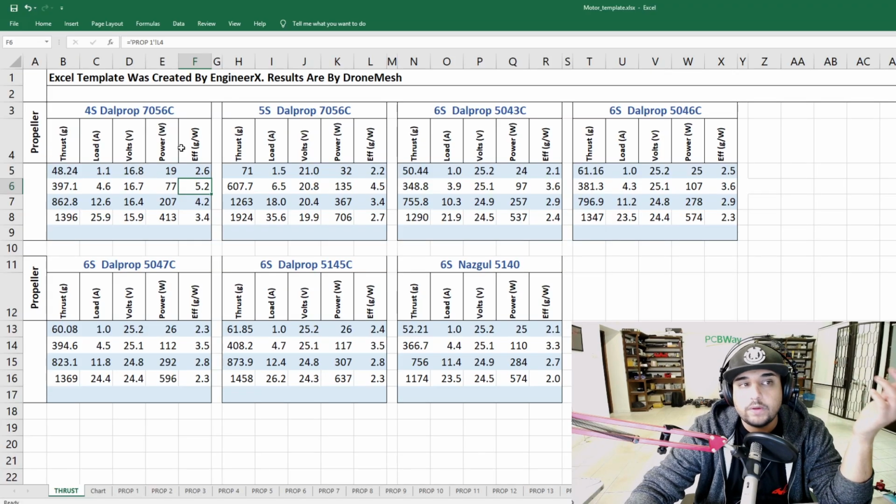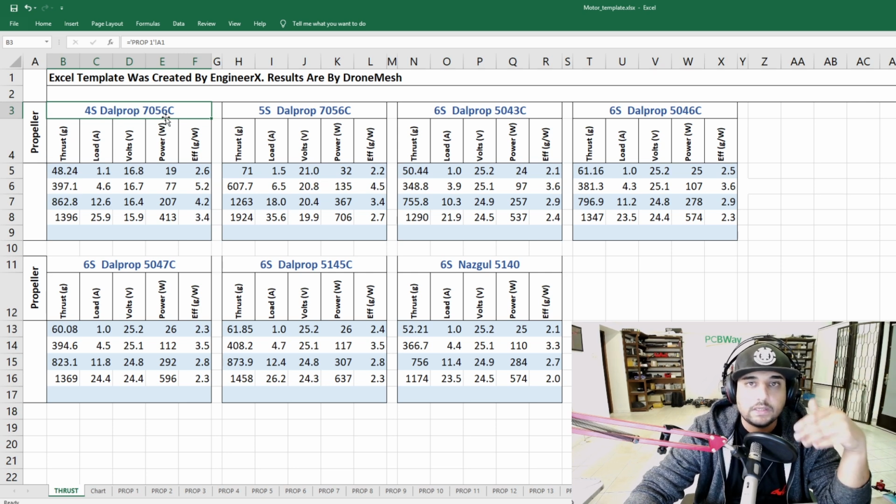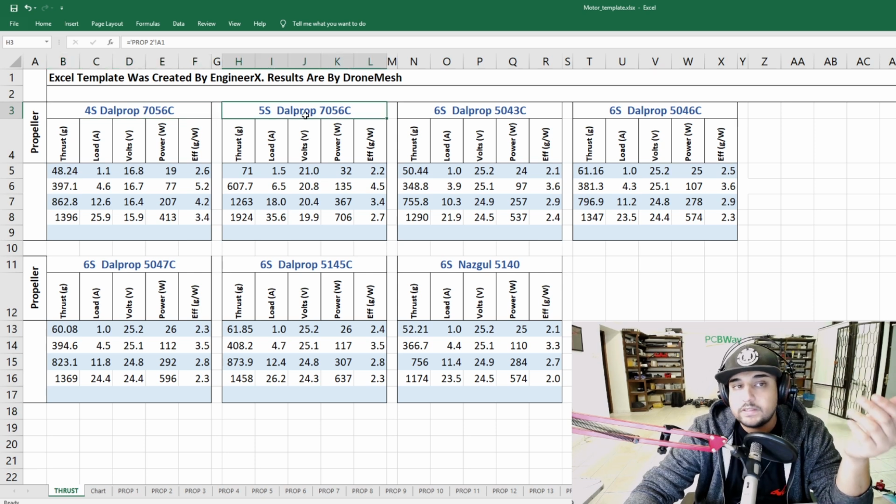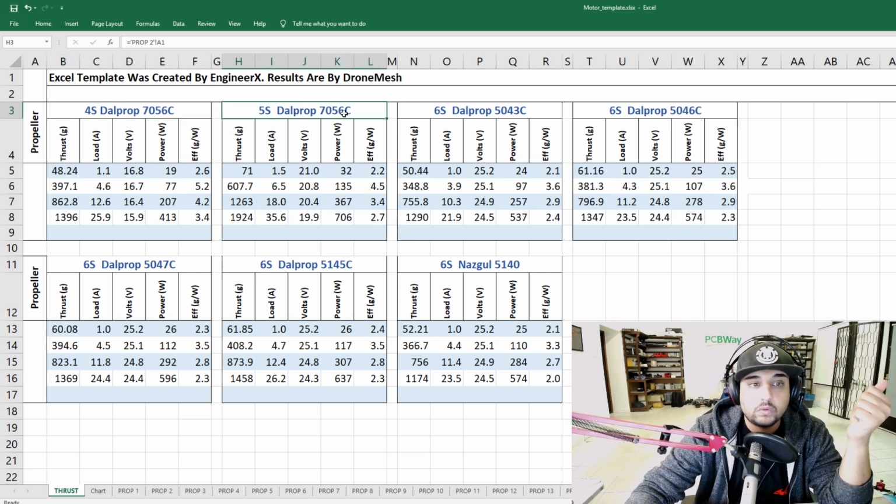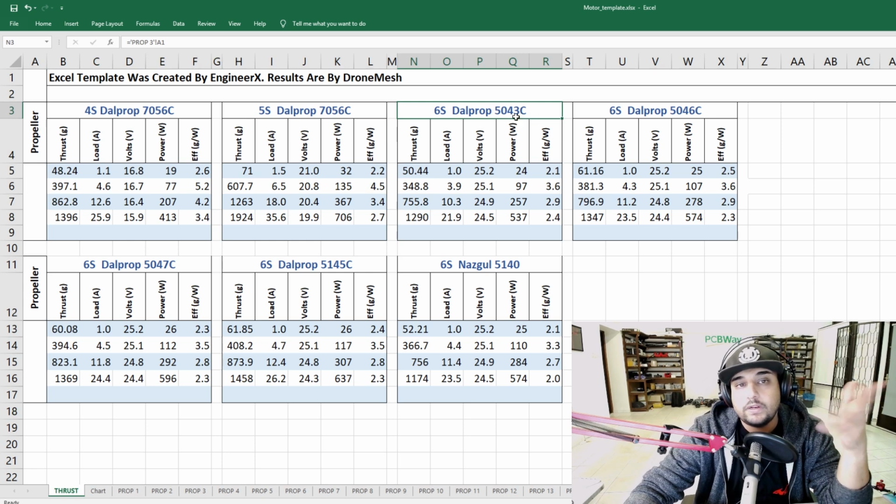Now, if you don't know how this graph works, let's actually make sense of this real quick. So up top here is the name of the propeller and the battery size it was put in. So here we had a 4S Dalprop 7056C. This is a 7-inch propeller that's a tri-blade. And here we had the same propeller, but we were running 5S voltage. And then here we're having a different propeller, which is a 5043 on 6S voltage. And you get the idea here.